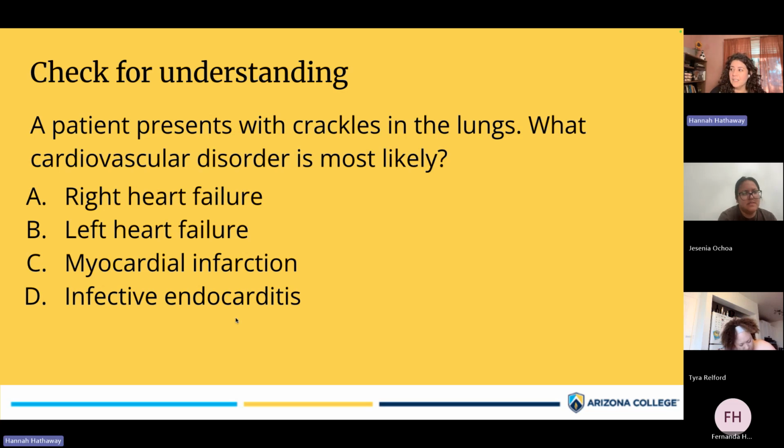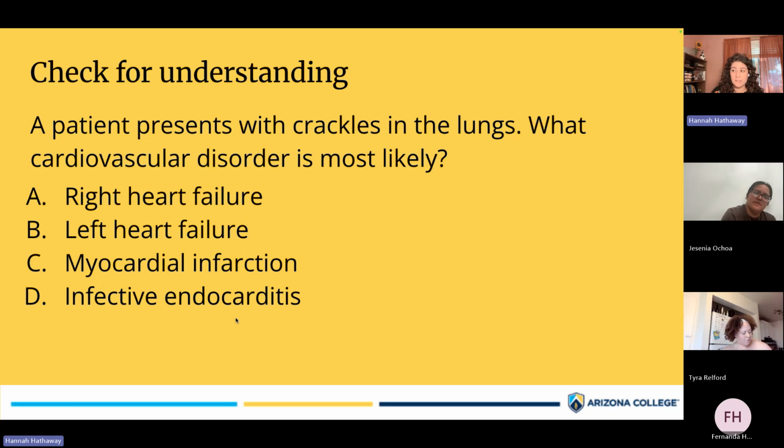Okay, crackles in the lungs. When we say crackles, that means when you listen to the lungs, they sound gunky. So that should make you think there is either fluid or an infection. There's gunk, fluid in the lungs. None of these options are going to give us a specific lung disorder.